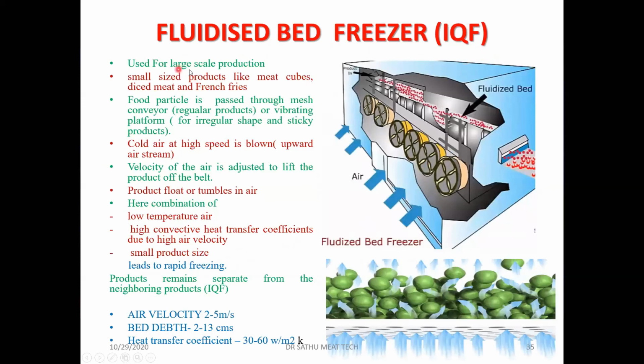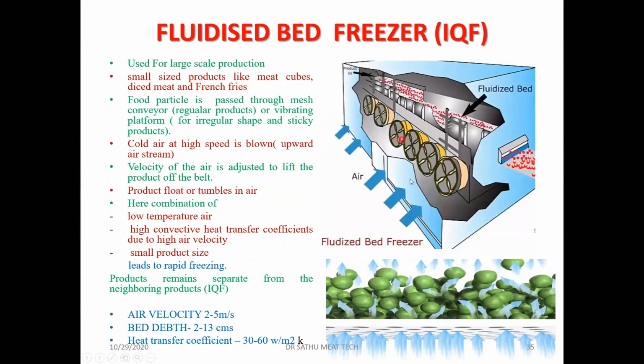So when the production is more in that unit only, we will be using this IQF. Here the small sized products like meat cubes or diced meat or French fries or small green peas or carrot slices and such things can be frozen. Shrimps can be frozen. Small sized products only we can freeze here.